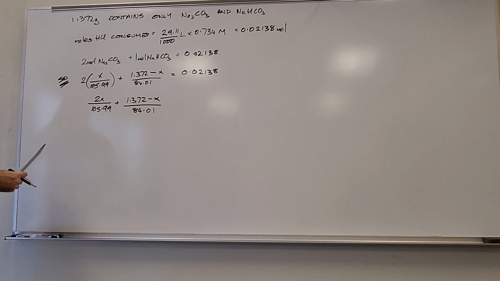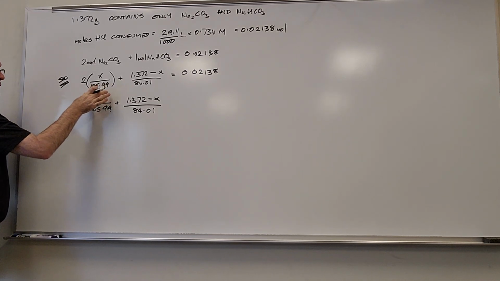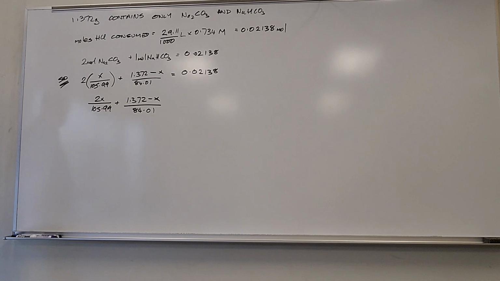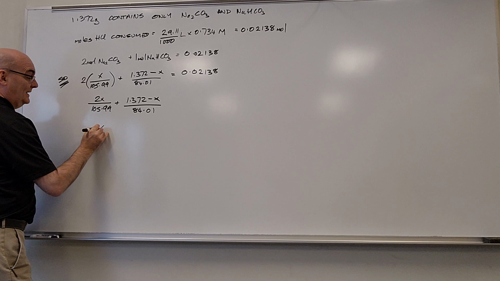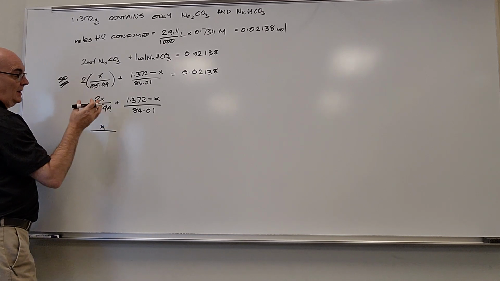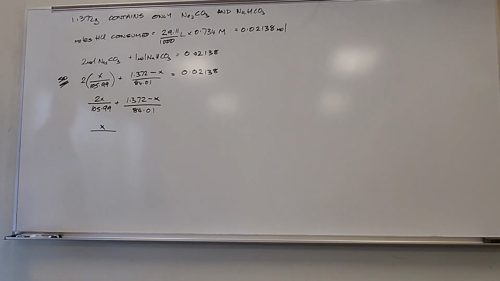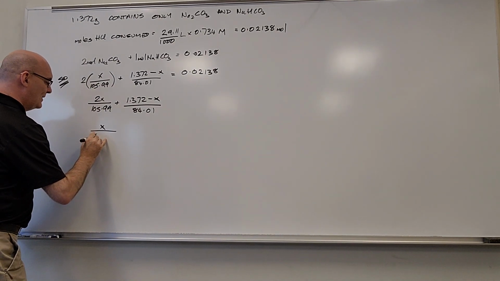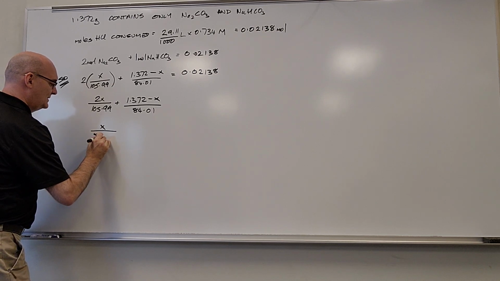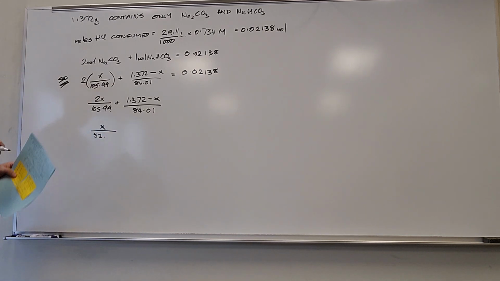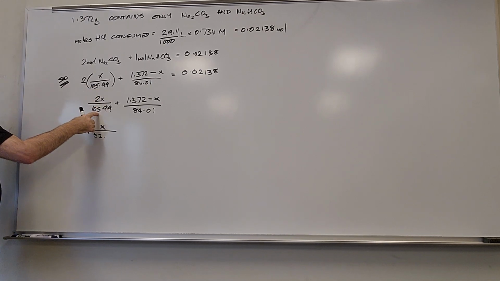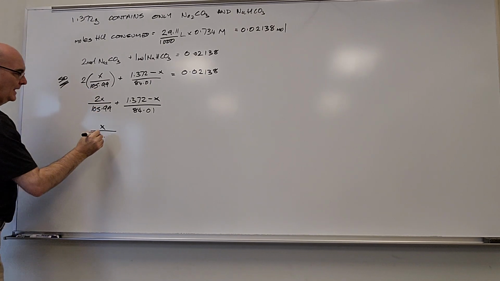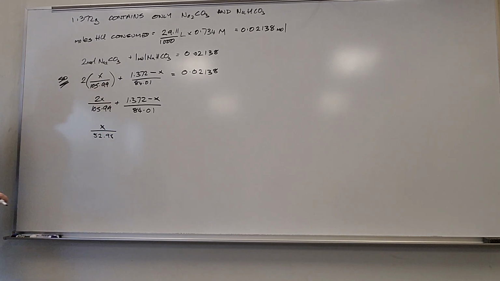So, first thing is, I'm going to simplify this one. 2x over 106 is the same as x over half of what 106 is, 53. My numbers are rounded in my own notes. That's 106. That's 106. This becomes 53. But that would be 9/8, right? Okay.